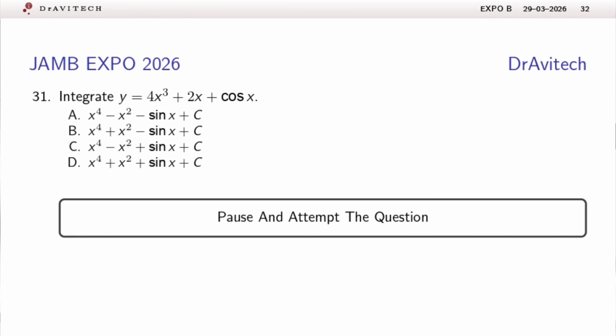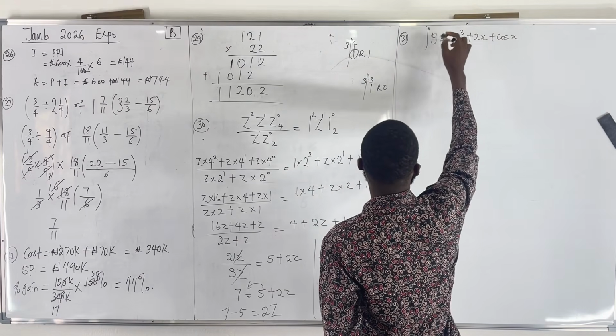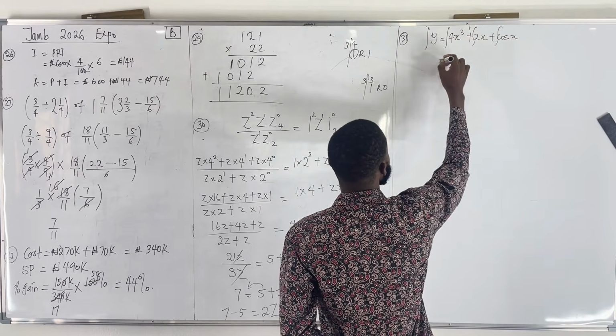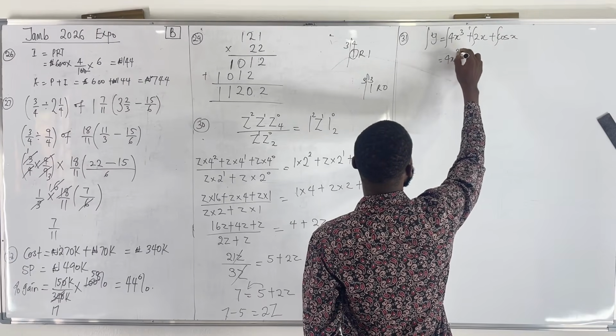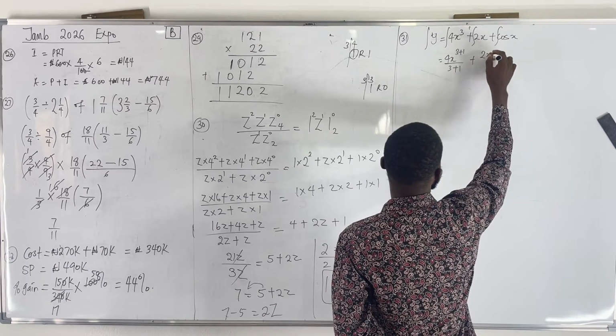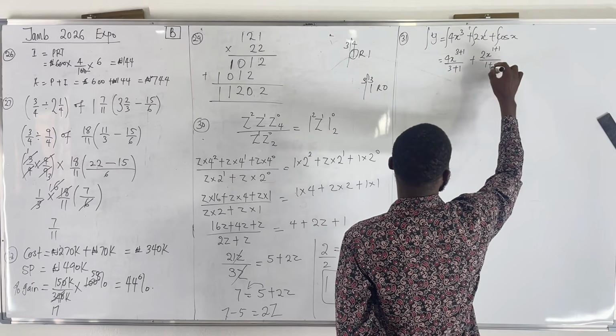Y equals 4x cubed plus 2x plus cos x. So let's integrate this. We have to integrate every single thing with respect to x. So this will become 4x^(3+1)/(3+1) plus 2x. This is an invisible one here, so this is 1 plus 1 over 1 plus 1.